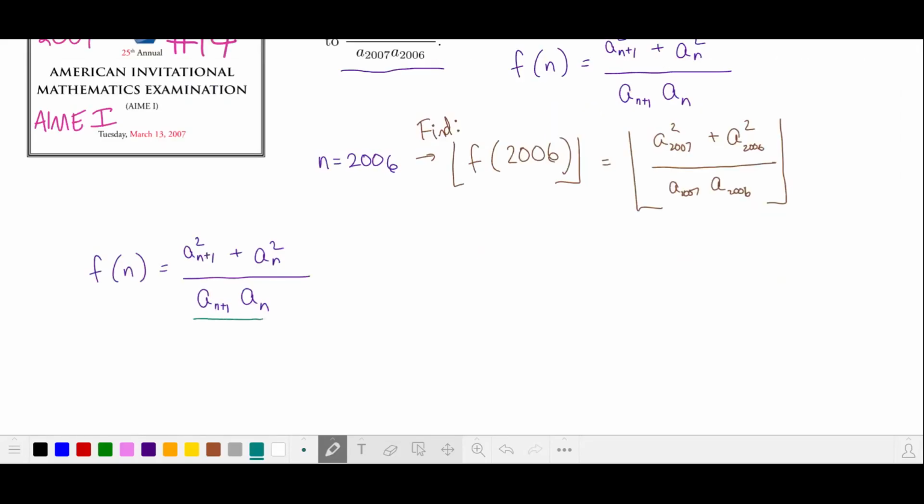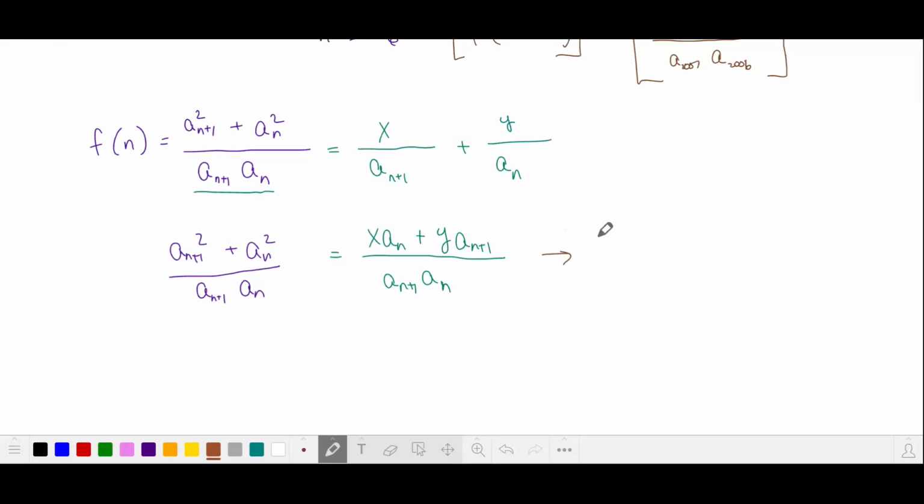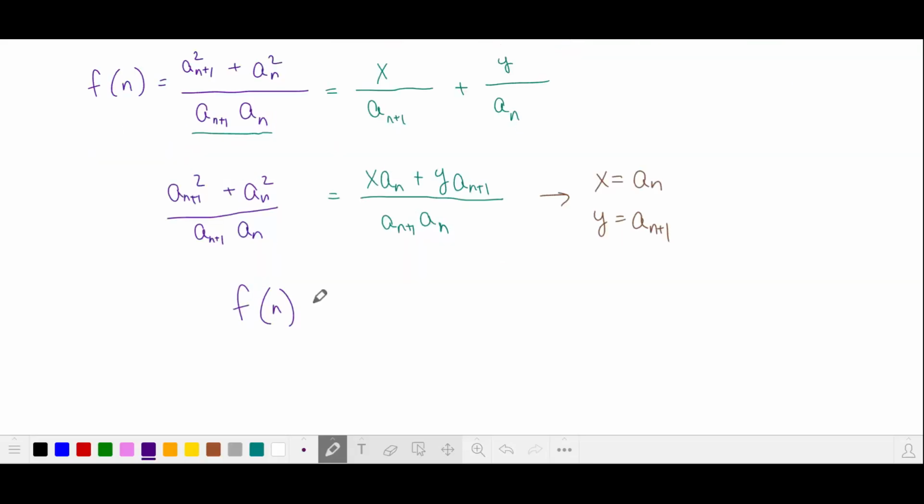This product in the denominator suggests that we can write this as the sum of two fractions, one with a sub n plus 1 in the denominator and another fraction with a denominator of a sub n. The product will give us a common denominator that we can use. Setting the numerators equal to x and y, we can find a common denominator by taking the product. So our numerator here will be x times a sub n, and this is y times a sub n plus 1. We can equal the left-hand side when x is equal to a sub n and y is equal to a sub n plus 1. So we can rewrite this expression as the ratio of two consecutive terms in our series plus its reciprocal.